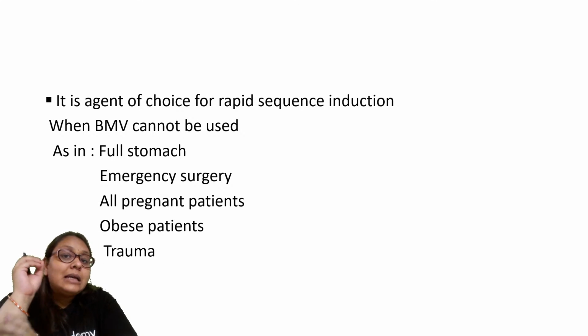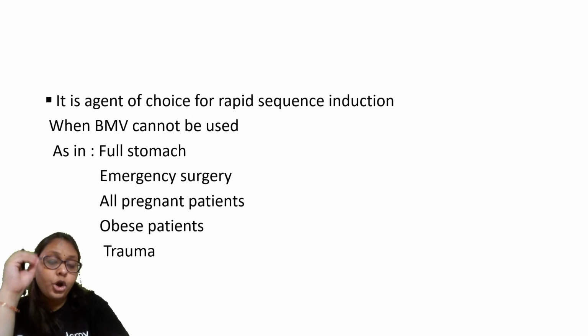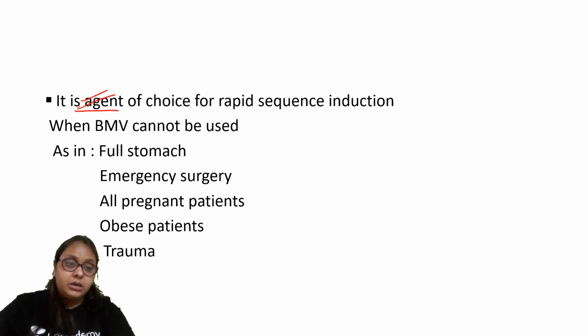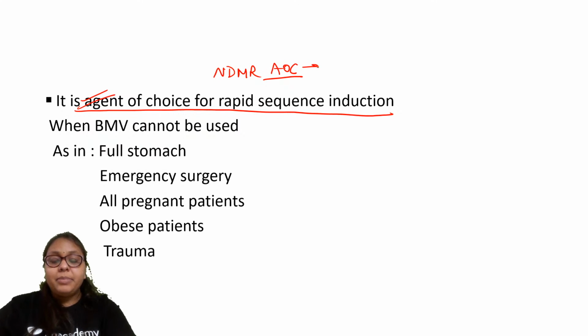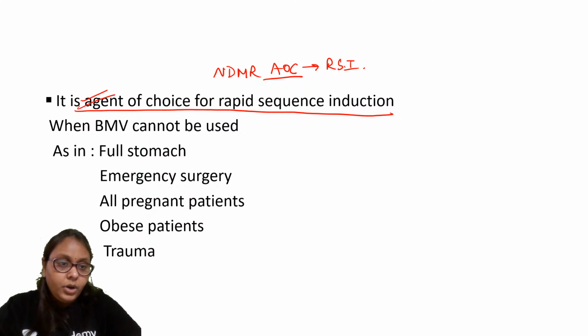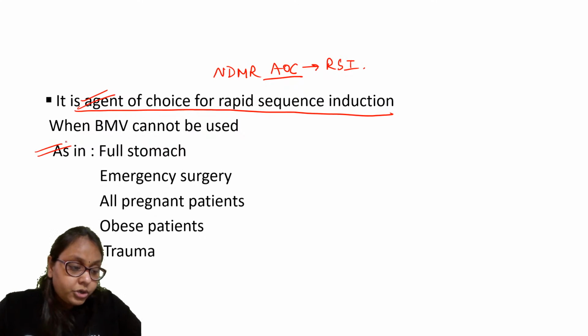Now there is one more thing for rocuronium. As succinylcholine was used in rapid sequence induction, even rocuronium is an agent of choice for rapid sequence induction. Remember, agent of choice for rapid sequence induction is rocuronium. In cases of full stomach, emergency surgery, pregnant patients, obese and trauma patients, we use rocuronium. Is it clear?